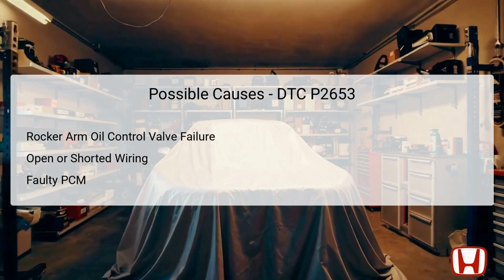Three primary causes can lead to the DTC P2653 being triggered. First, a failure in the rocker arm oil control valve can disrupt the function of the rocker arm oil control solenoid, preventing it from sending correct signals to the PCM. Secondly, wiring issues such as open or shorted circuits may lead to incorrect voltage being transmitted, which the PCM detects as an anomaly. Lastly, if both the rocker arm oil control valve and the wiring have been inspected and deemed operational, a fault within the PCM itself could be the culprit.